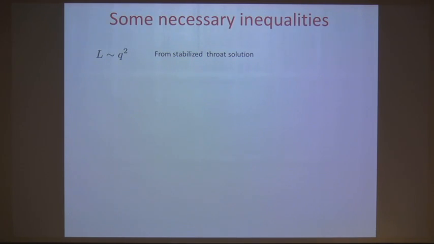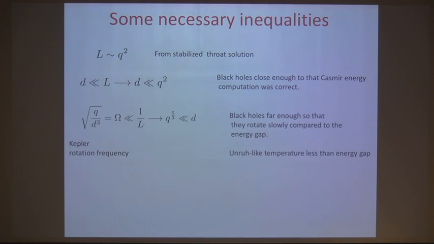So we need some necessary inequalities. We had that the length was equal to Q squared. We made the assumption that the distance was less than L. Therefore, we need that d should be less than Q squared. That's the assumption we are going to check a posteriori. And also, we needed the angular frequency to be small enough. That gives us that the distance should also be larger than something. And fortunately, the two conditions are compatible, and there is a range of distances.